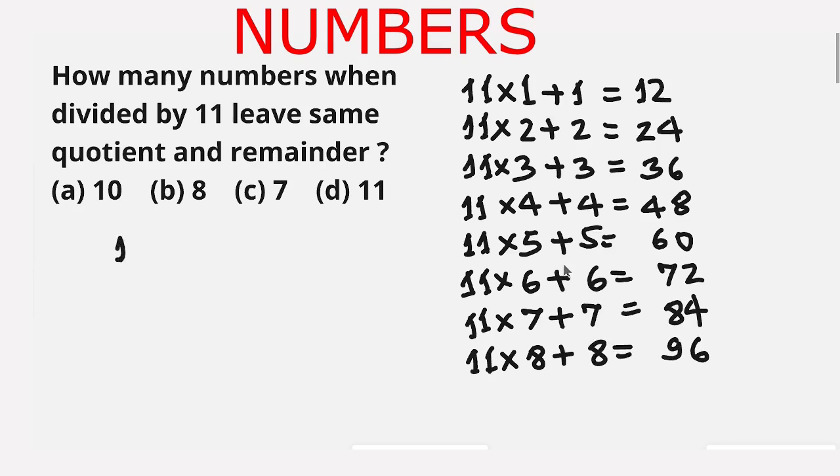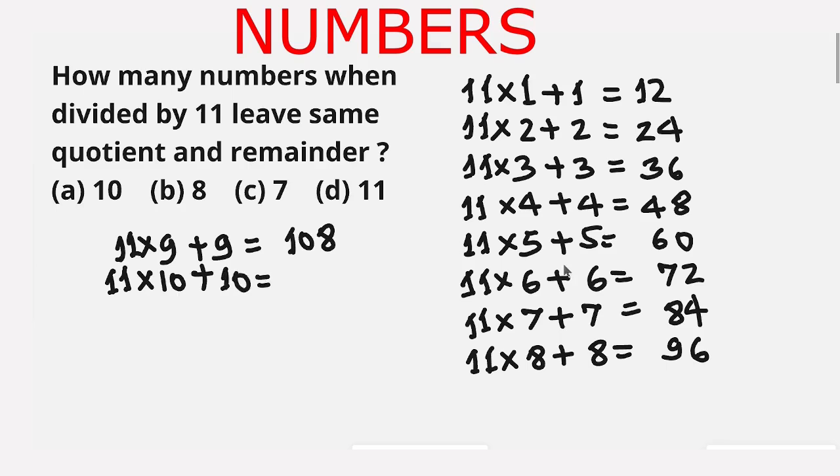The ninth number, 11 multiplied by 9 plus 9, is 108, and the 10th number is 11 multiplied by 10 plus 10, which is 120. Now you cannot write 11 multiplied by 11 plus 11, because then the remainder will be equal to the divisor. So that is not possible. We have such 10 numbers which, when divided by 11, leave the same quotient and same remainder. And from the given options, our answer is option A, 10.